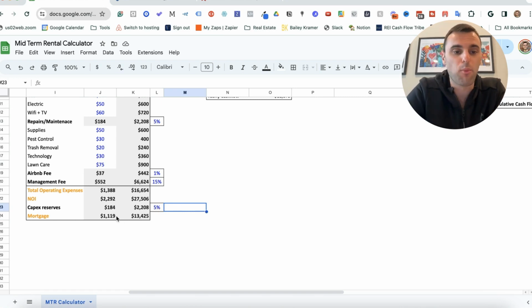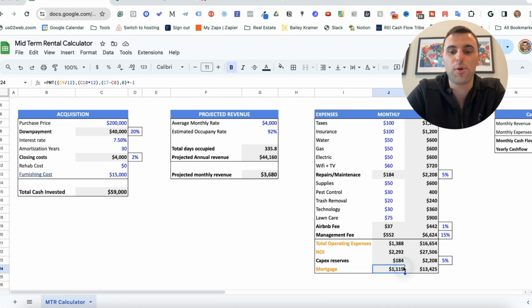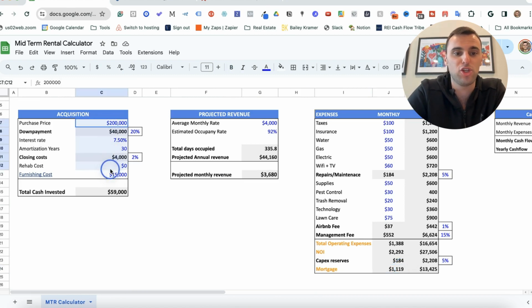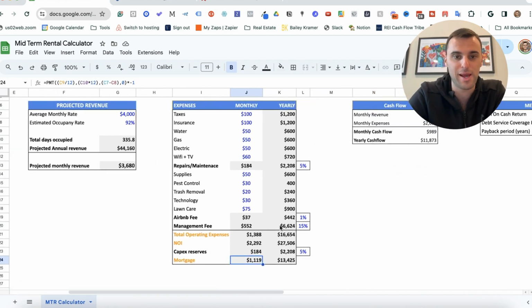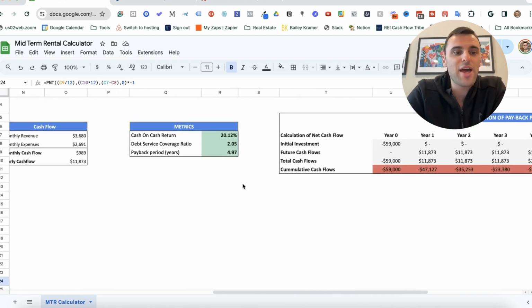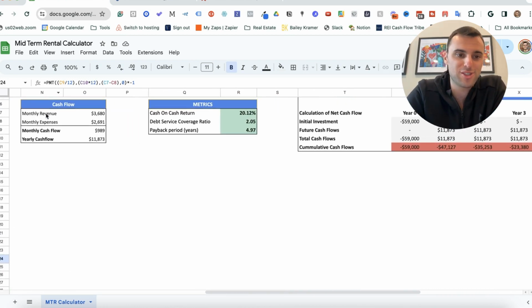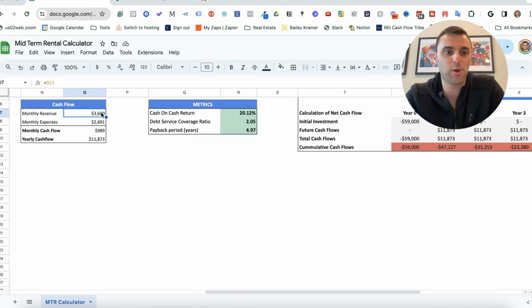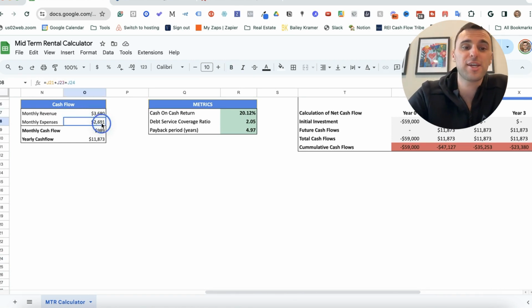And then last but not least, the mortgage is going to automatically be calculated based on the information you put in here. Okay, so these are going to be the monthly mortgage payments automatically calculated for you, which is super cool. And then if I scroll over here, it's going to show us the good stuff. So monthly revenue, we already calculated this number before, minus the monthly expenses. And then this is going to show you the cash flow on a monthly basis and a yearly basis.